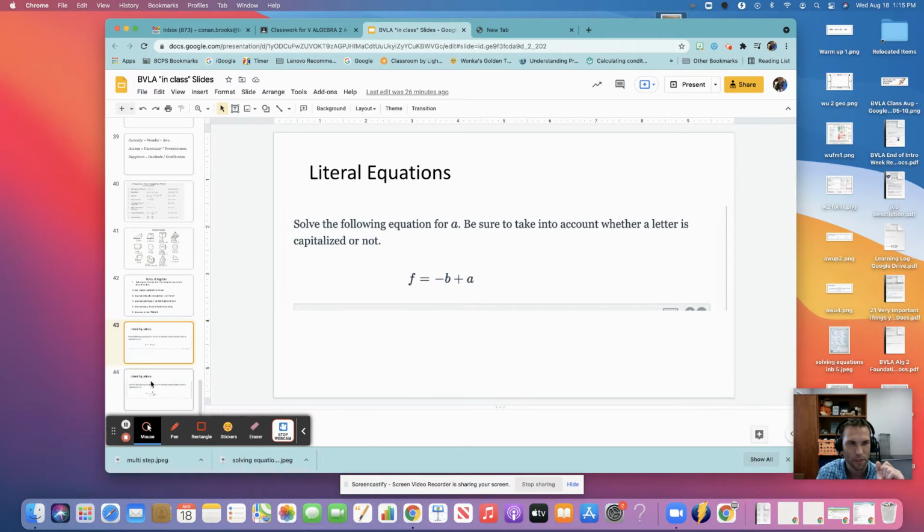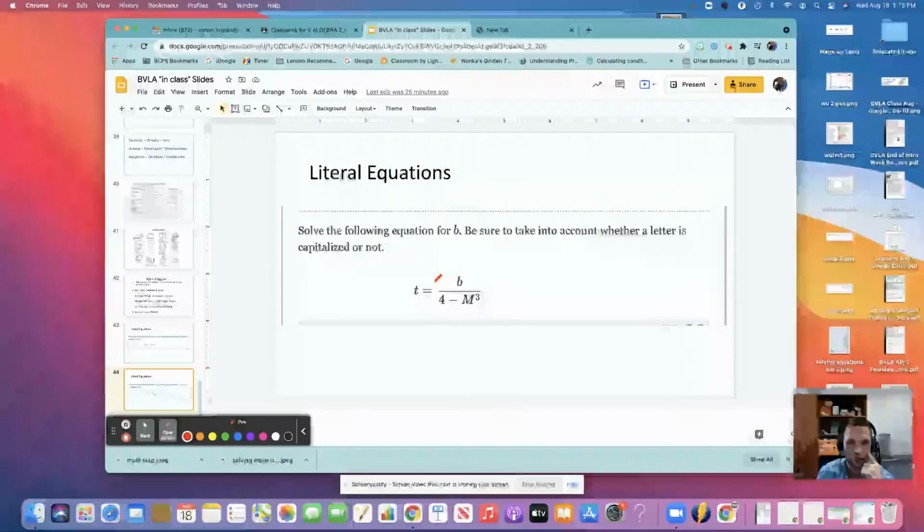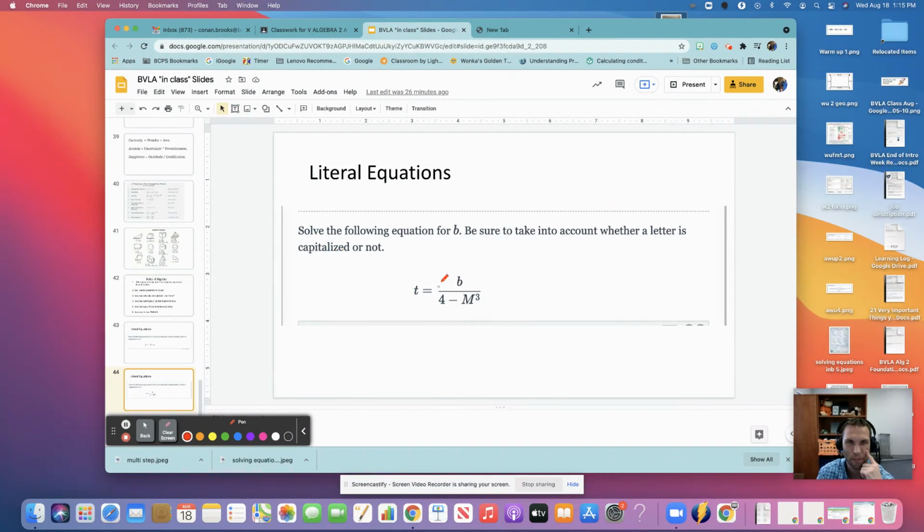Okay, so next one. Still one step, still simple. I'm looking at m cubed, I'm looking at t and b, and so my brain needs to start thinking, aha, I'm doing a literal equation. What do I need to solve for? Because you're not solving for the one variable. It says solve for b.